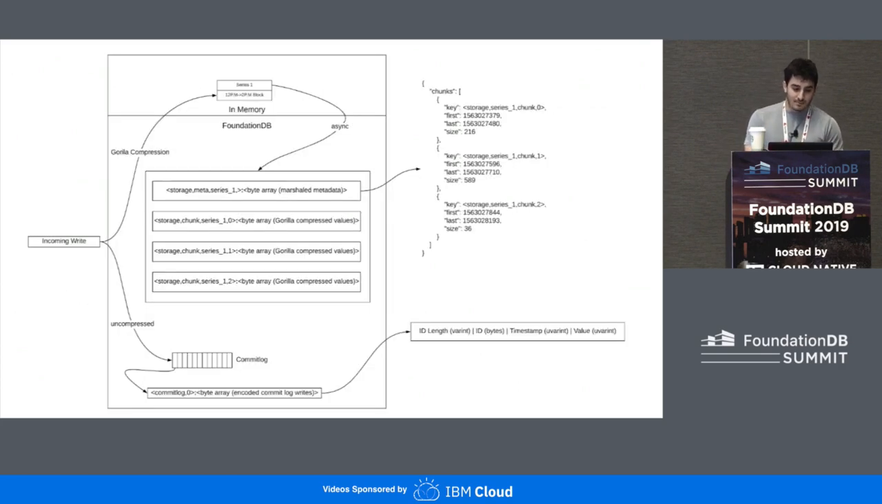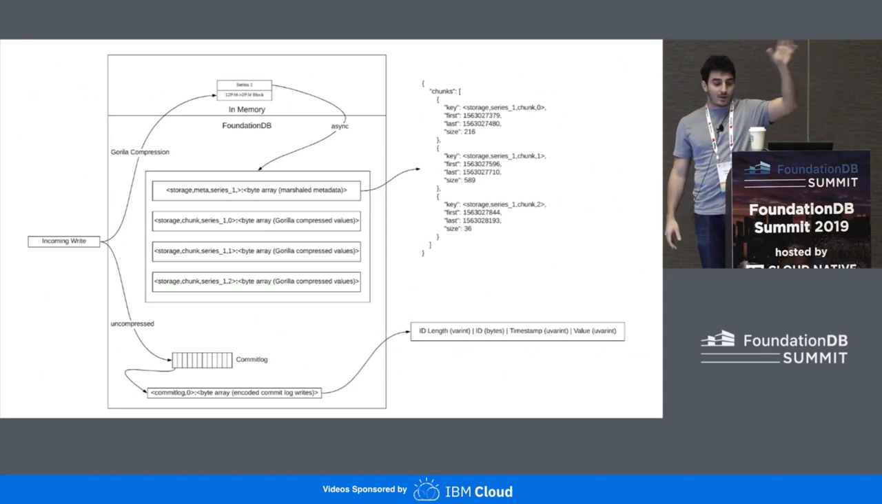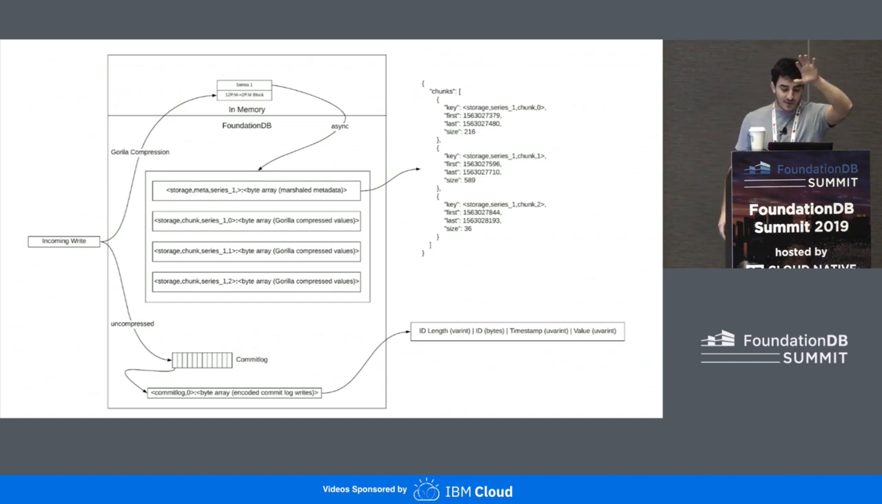So mapping this over to the FoundationDB world, I decided to take a similar approach and put a semi-stateful layer in front of FoundationDB. So I wrote basically a Go program that looks a little bit like this. And I realize there's a lot going on in this picture, but the idea is basically the same as what we do with M3DB, where writes are coming in, they get buffered in memory, and I'm doing Gorilla compression in a synchronous fashion there.